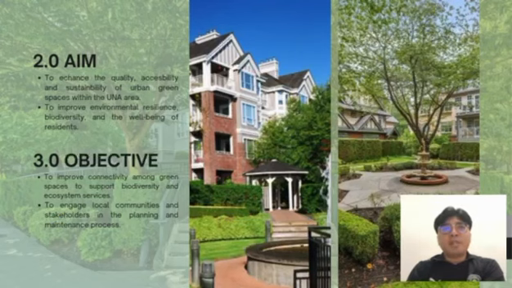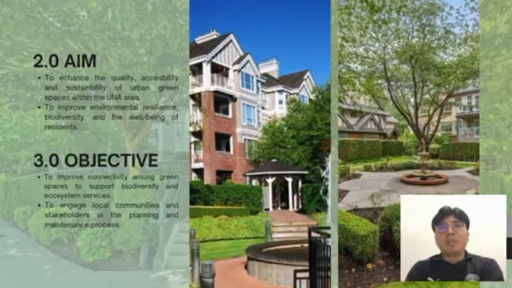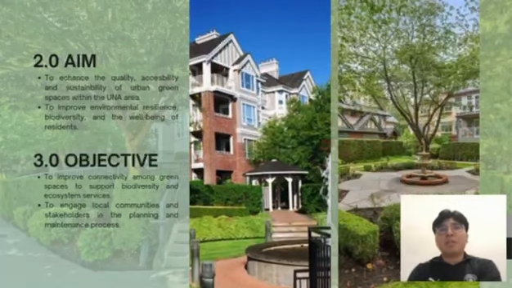The next part is the aim. The first aim is to enhance the quality, accessibility, and sustainability of urban green spaces within the UNA area. The next one is to improve environmental resilience, biodiversity, and the well-being of residents. The next part is the objective: to improve connectivity among green spaces to support biodiversity and ecosystem services. And the last one is to engage the local community and stakeholders in the planning and maintenance process.